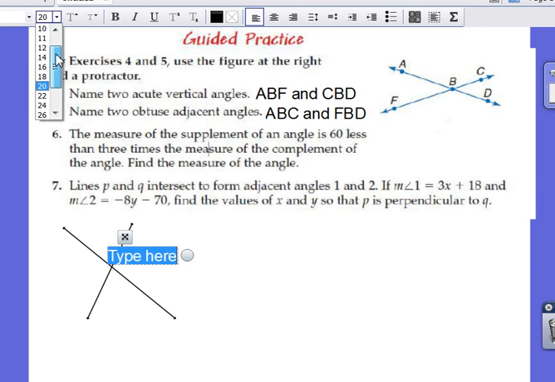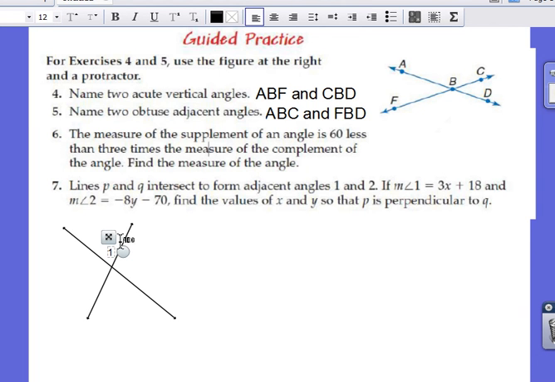Let's make this smaller. Well, that's too small. How about 12? Yeah, that's fine. Hopefully you can see that. Chances are you can. You got better vision than I do. And I'll put 2 here. Alright, so I got these two adjacent angles.